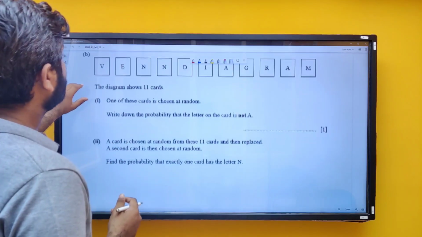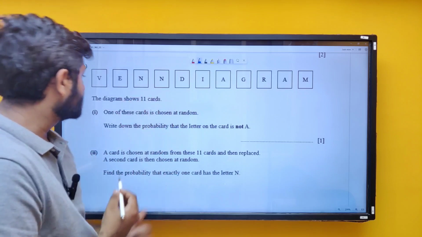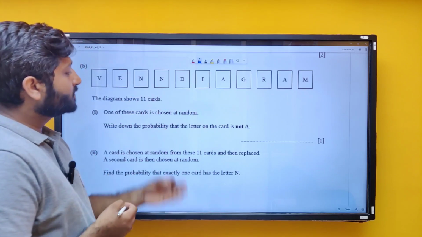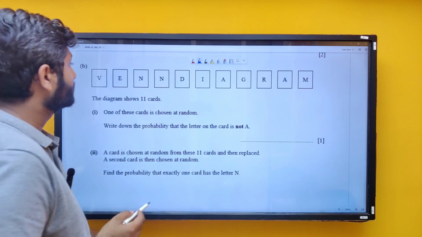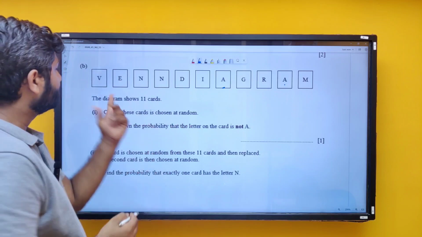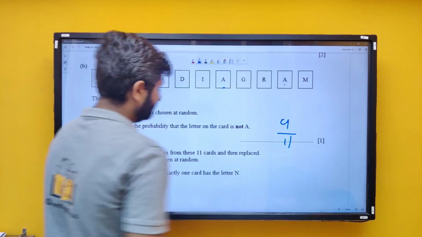Next, the diagram shows 11 cards and letters have been written on these cards. One of these cards is chosen at random. Write down the probability that the letter is not A. So there are 2 A's out of 11 letters, 11 cards. So not A will be 9 by 11.